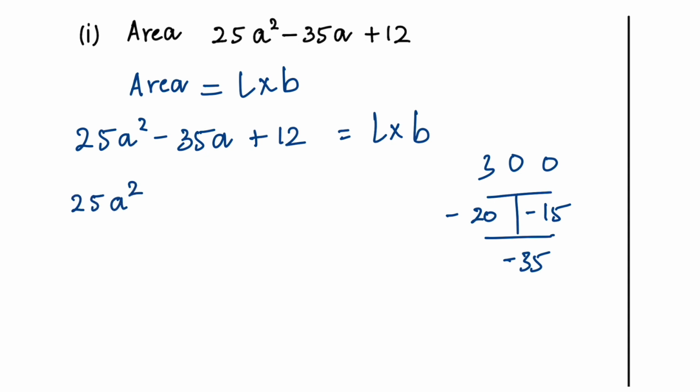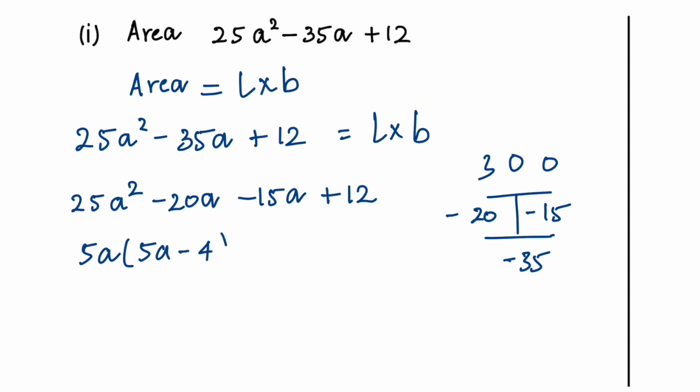So 25a squared minus 20a minus 15a plus 12. Okay, from the first two terms, what can you take as a common factor? 5 can be taken, right? 5a. When you take 5a, you are left with 5a minus 4. Okay, and from these two, you can take 3. Right, 3 is a common factor for 15 and 12.